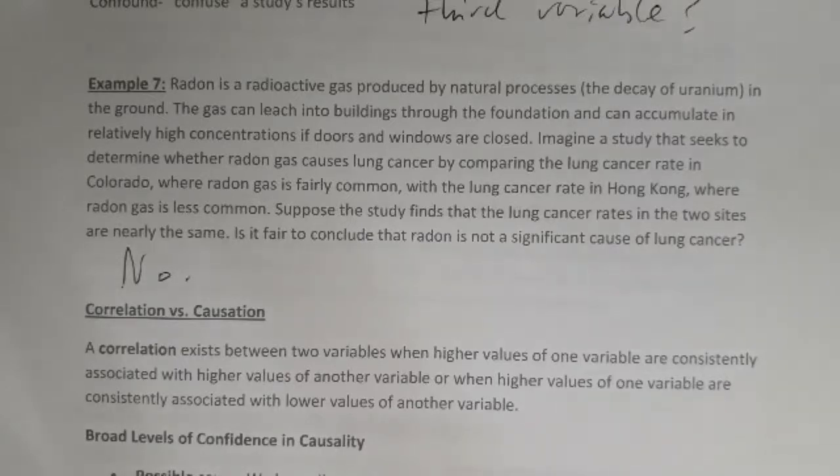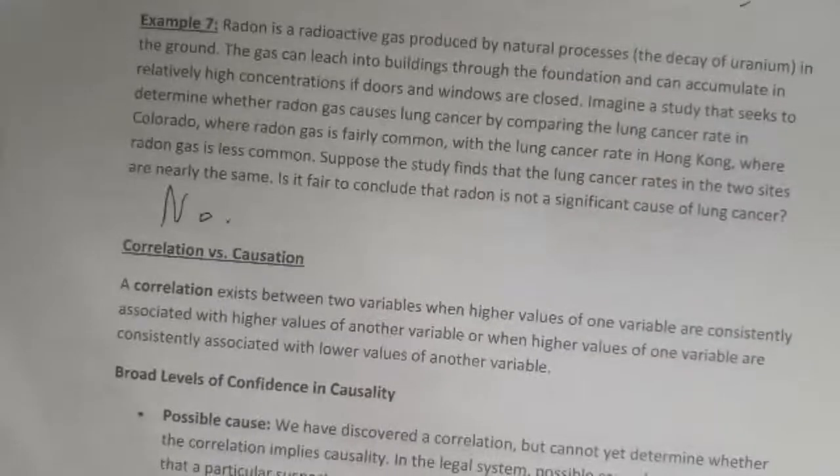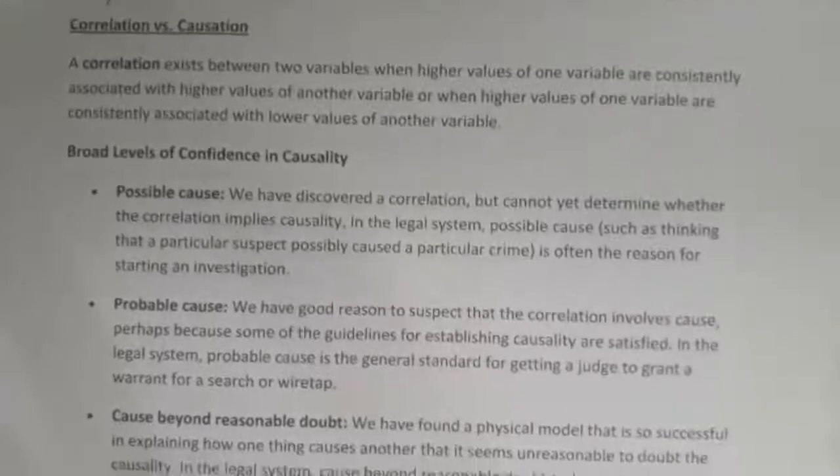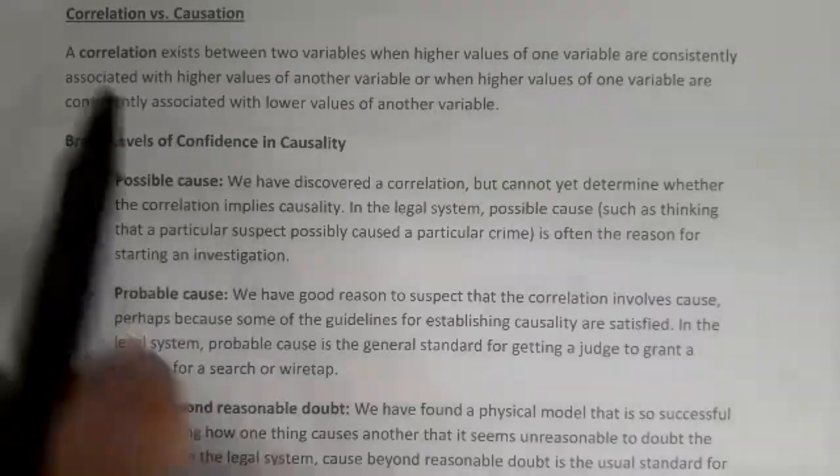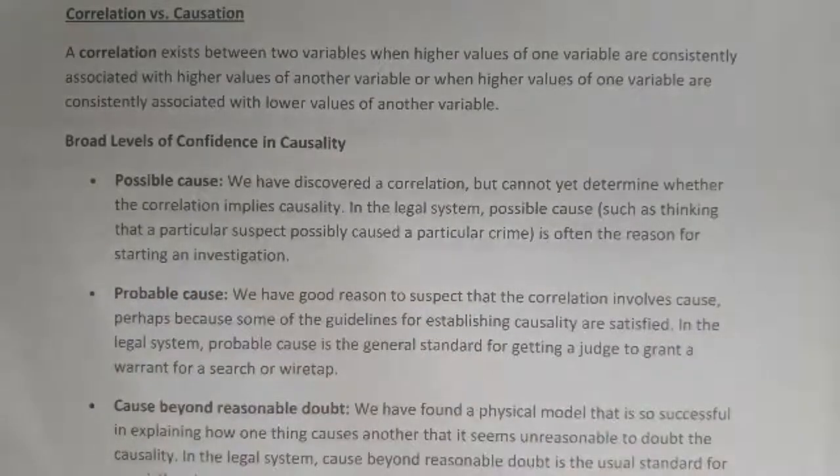And so with this said, I want to talk a little bit about correlation and causation. And the book gives these definitions, and I'll bring it back around to confounding variable. So it might seem like I'm going off a little bit, but it'll come back around to what we're talking about, I think. So correlation exists between two variables when higher values of one variable are consistently associated with higher values of another variable, or when higher values of one variable are consistently associated with lower values of another variable. So this is talking about direct correlation and inverse correlation.